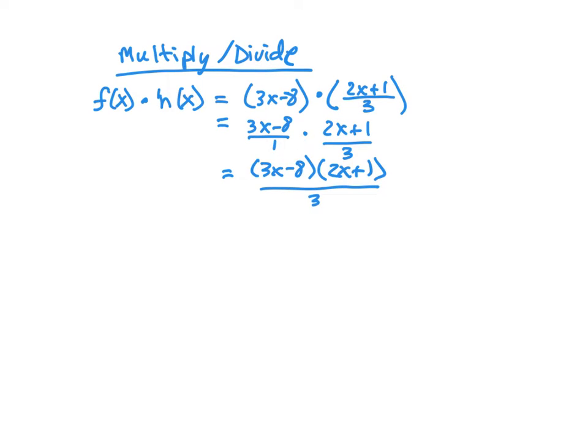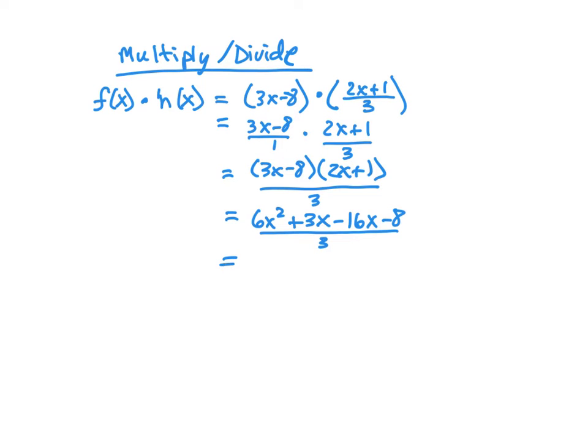Now I need to do the multiplication up top. You should remember how to do that. I'm going to basically do FOIL. That gives me 3x times 2x is 6x squared. 3x times 1 is 3x. Negative 8 times 2x is negative 16x. And then negative 8 times 1 is negative 8. All of this is still over 3.